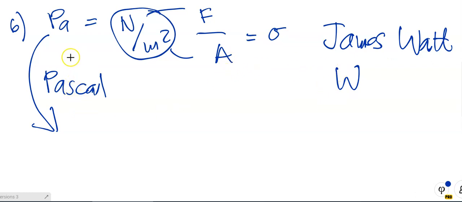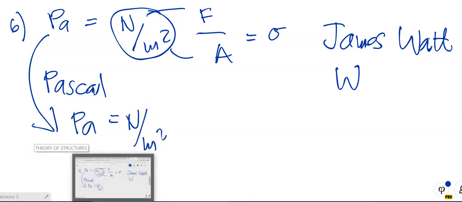Okay. So the abbreviation for Pascal is Pa. If you write P, it's wrong. It means something else. It's Pa. So the combined name for newtons per square meter is Pascal. Okay, so Pascal is equal to newtons per square meter.